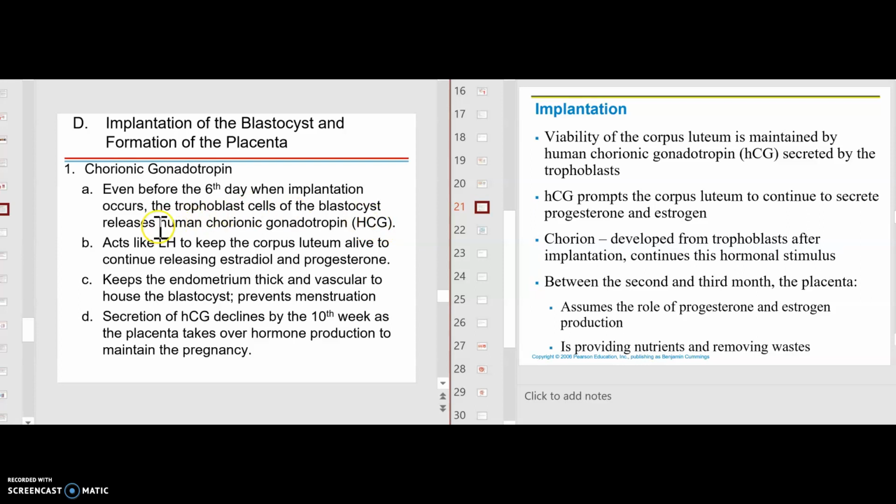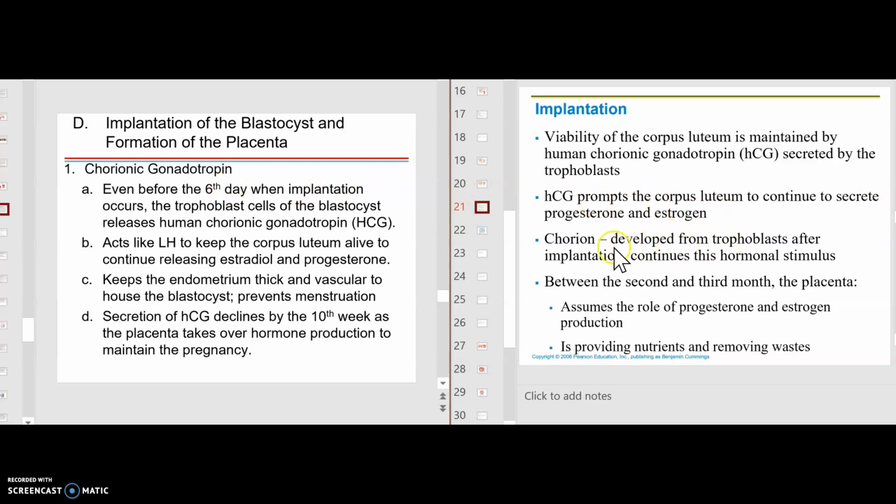But again, this is the substance that is measured to see if a lady is pregnant. And you can see they can do it as early as 6 days, particularly if it's done from the serum versus the urine. The urine doesn't appear until a little later. Okay? So we go a little further now.